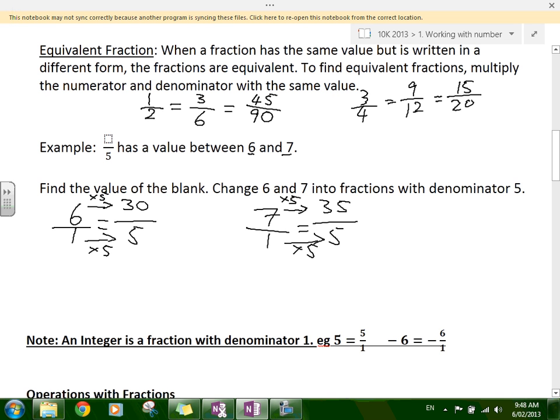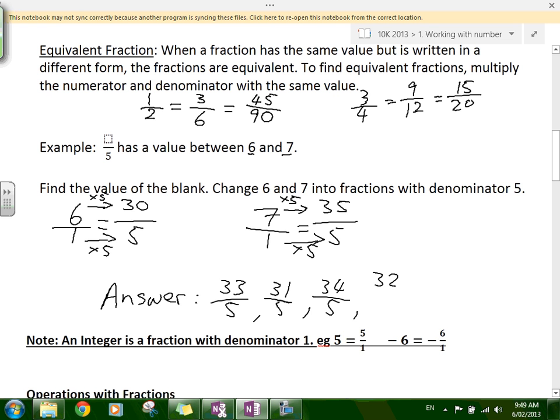What's a fraction that's between these two values? What's a fraction between 30 over 5 and 35 over 5? Adriana? Give me one. You have a few choices. Yeah, that's right. 33 over 5 is between them. So the answer could be, the box could have 33 over 5, or it could have 31 over 5, it could have 34 over 5. So those are the 4 possible options.